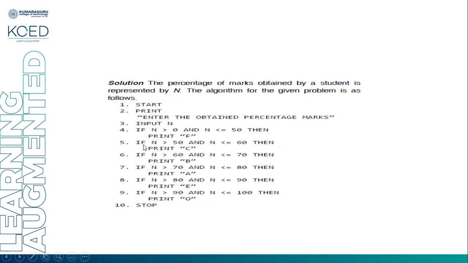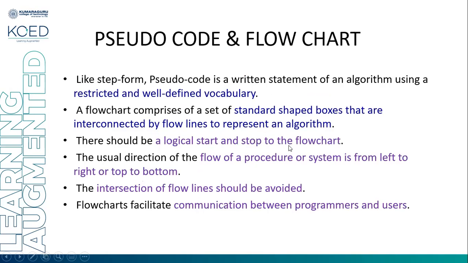In this algorithm, we are using a sequence of if statements. In this manner, we are able to calculate the grades of a given student by obtaining the overall percentage mark. Next, we are going to discuss the introduction to pseudocode and flowchart, and we will discuss the example of pseudocode alone in this video. Flowchart we will discuss in the forthcoming video.